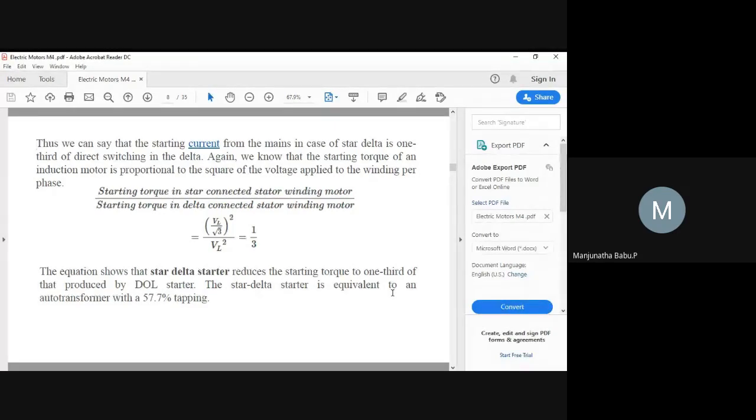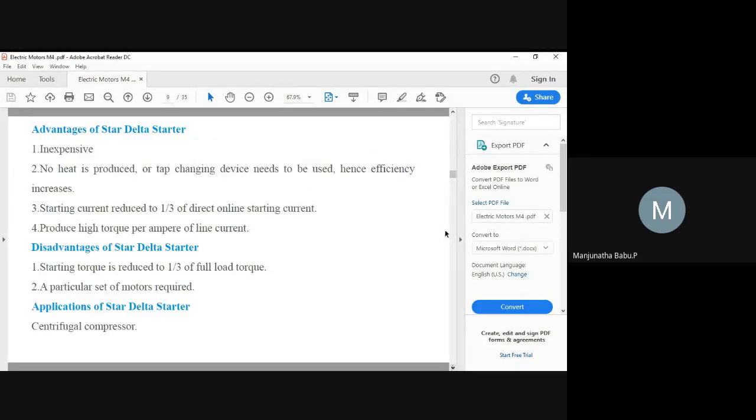So tomorrow let us go for delta winding. While coming to the advantages of the star delta starter, it is inexpensive. Generally it does not have a complicated circuit. Efficiency is more, and it is available in the market. But the only disadvantage is that the starting torque is reduced to 1/3 of its full load torque. So that is the one disadvantage.